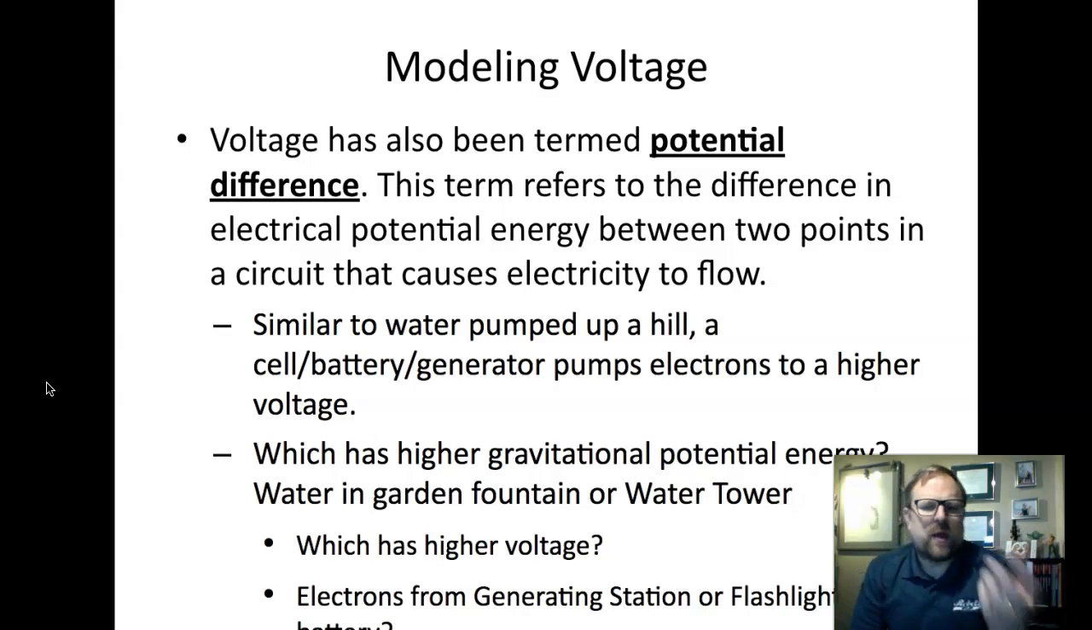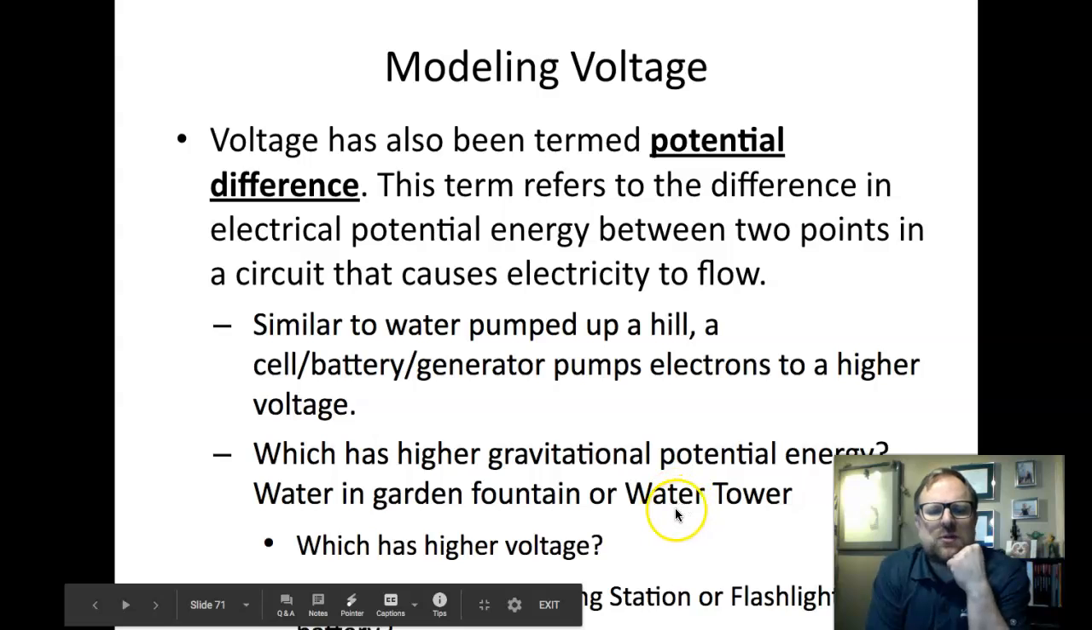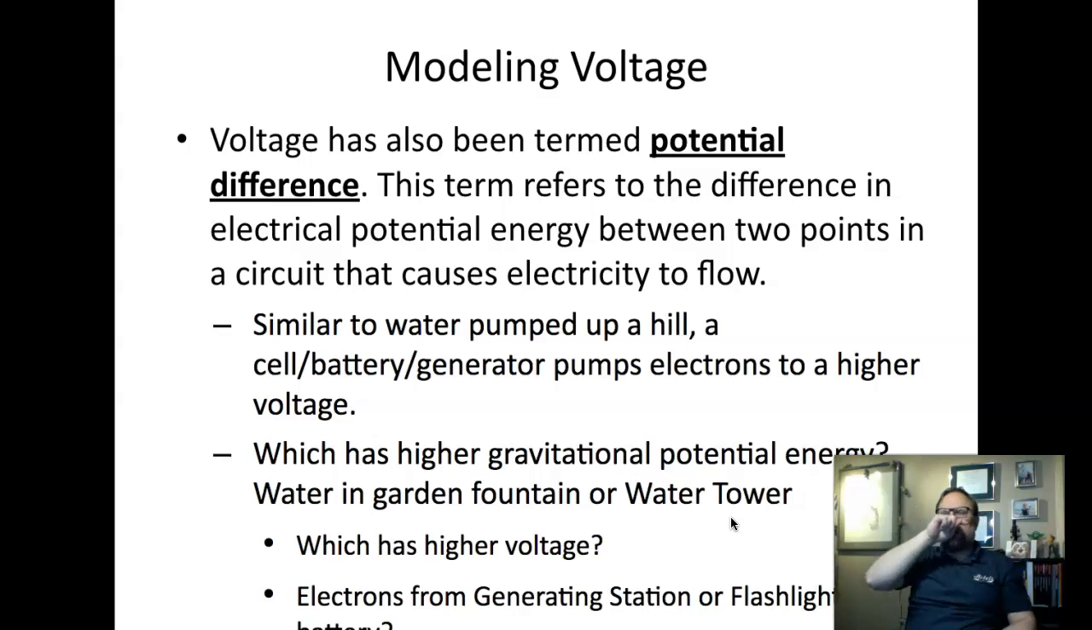So think of it this way. Which has the higher gravitational potential energy? Water in a garden fountain or water in a water tower? Well, water in a garden fountain might only be a certain distance off the ground, and your water flow coming out of that maybe only this far. If you're talking about a water tower, that's going to have the greatest voltage because you're bringing it from way up here to way down here.